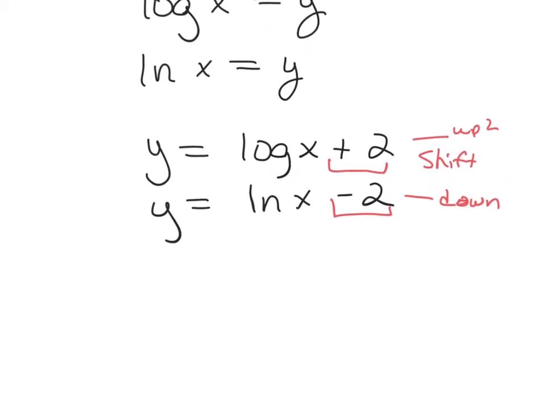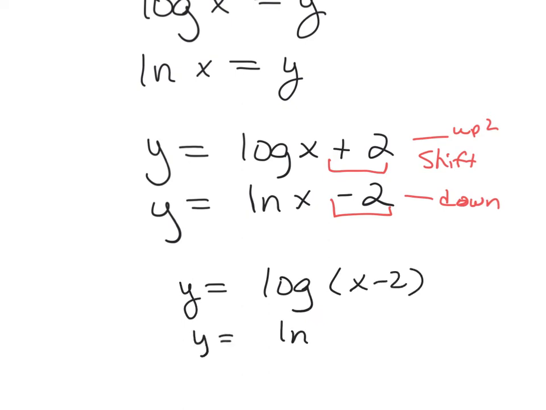Then when you have it in parentheses, so let's say we have log of (x minus 2). And just to show you that you could switch the sign, let's say it's x plus 2. When it's in the parentheses, it's backwards of what you would think. So you'd think you'd be moving it left, but this would be a right shift of 2 units. And then this one would be left 2 units.